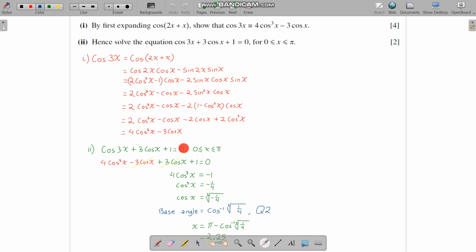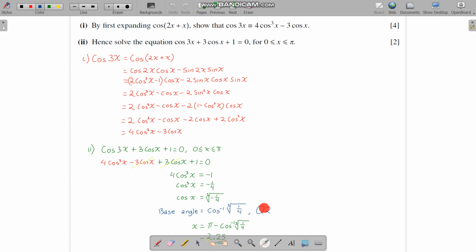Now we solve this. We have cos 3x, and we know that cos 3x is equal to this from the first step, so we have this cos 3x replaced by this in red. We can cancel out the 3 cos x. We have only 4 cos cubed x. Move the 1 to the right, minus 1, divide by 4, take the cube root, and of course this is something negative, so for the base angle we use inverse cos of the positive, so just 1/4. We don't use the negative.